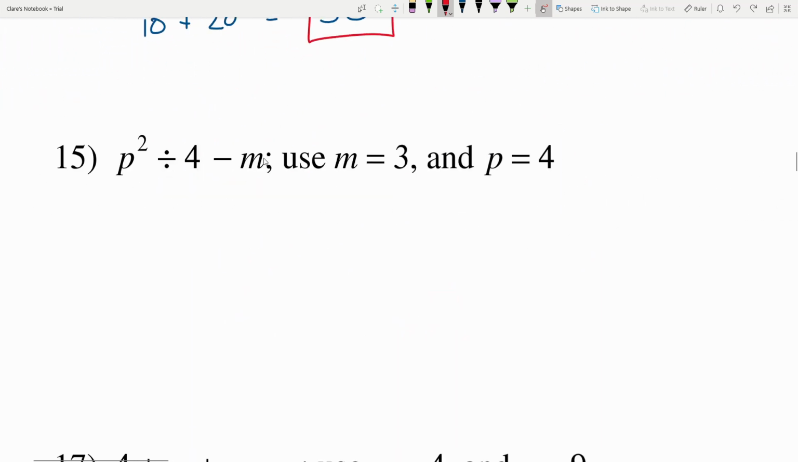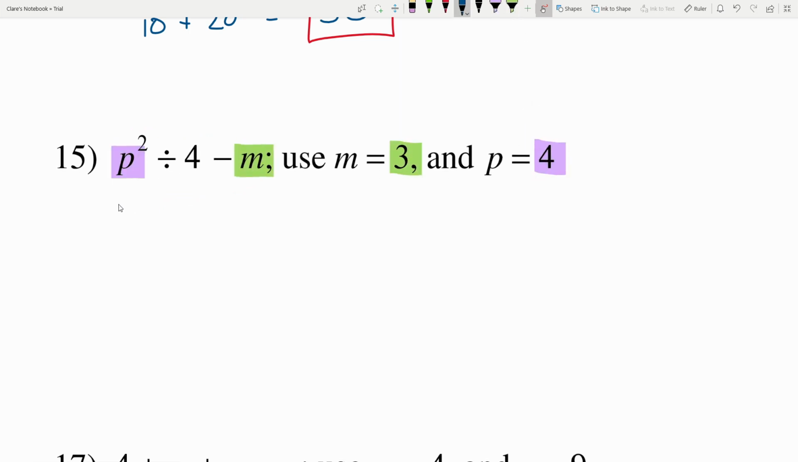Now for number 15, we have p squared divided by 4 minus m. That's our expression. And we're going to use the fact that our variable m equals 3 and p equals 4 to solve or simplify our expression.